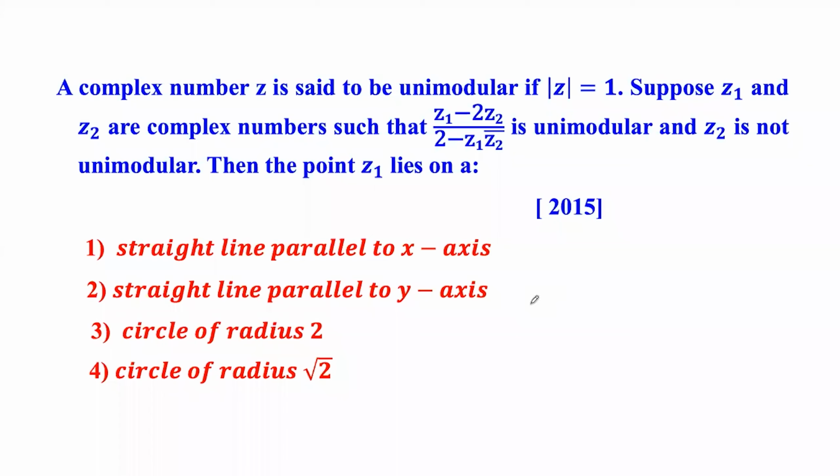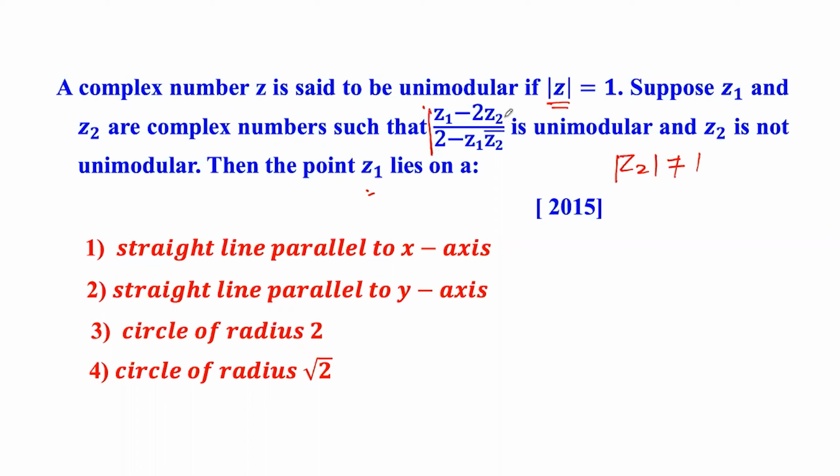Complex number, right? Complex number is one of the important chapters, and very good questions will come from complex numbers. A complex number z is said to be unimodulus if mod z is 1. This is the definition, we know that. Suppose z1 and z2 are complex numbers and z1 is unimodulus, so its mod will be 1, right? And z2 is not unimodulus, meaning mod of z2 is not equal to 1, then z1 lies on a straight line, parabola, circle, and so on. Let's see how to go for this, right?